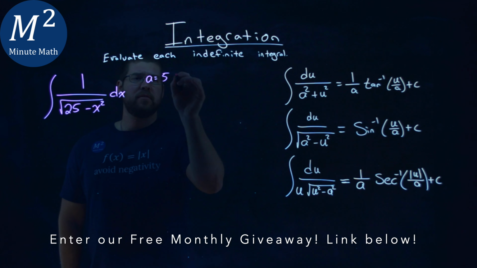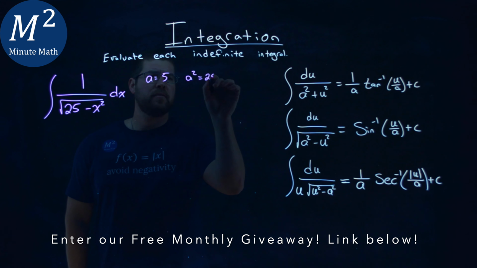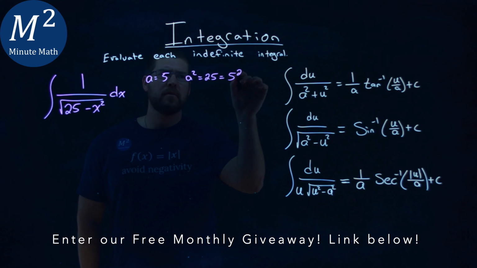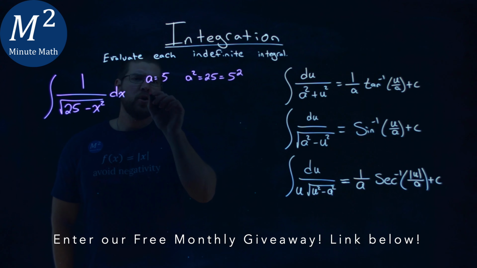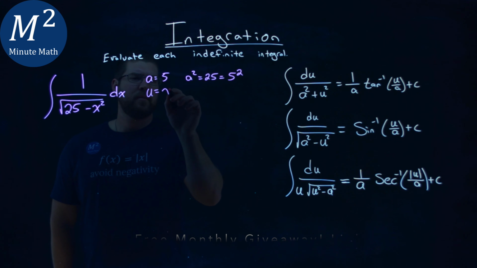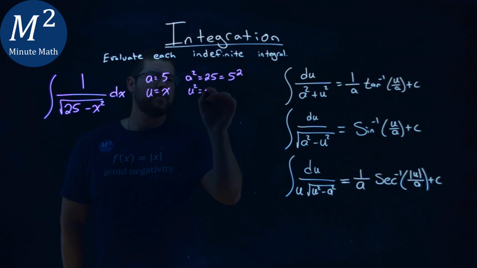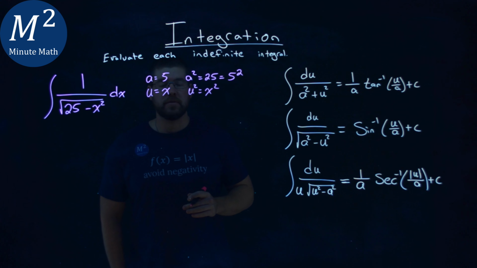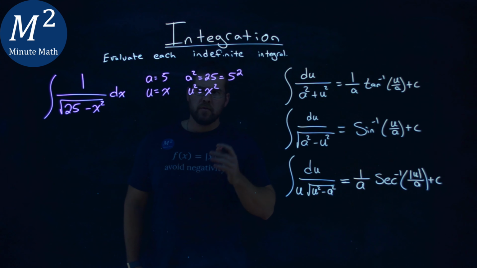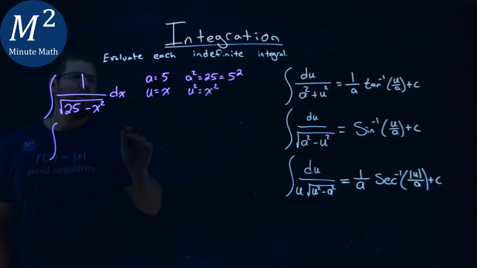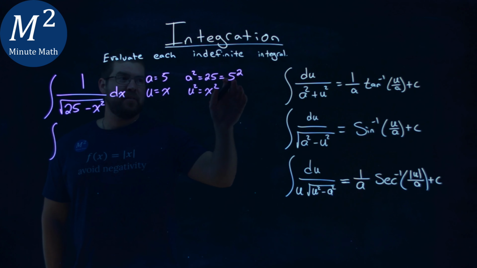So if a is 5, a squared is equal to 25, or 5 squared. Our u value is pretty easy here. If we just set it to be x, our u squared is x squared. Not too difficult to find. So now let's rewrite this integral with the a squared being 5 squared.